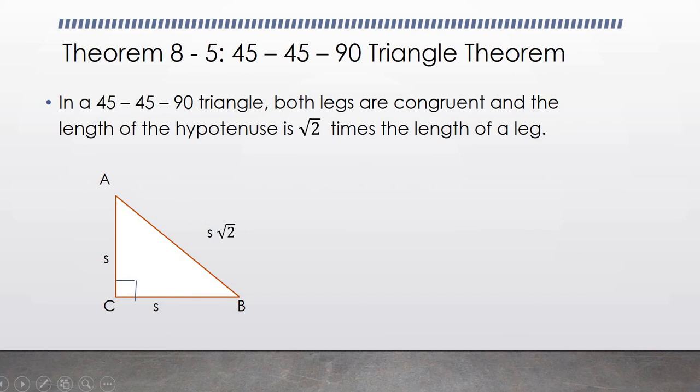So theorem 8.5 is the 45-45-90 degree triangle theorem. In a 45-45-90 degree triangle, both legs are congruent, S equals S, because these two angles are congruent, and the length of the hypotenuse is root 2 times the length of a leg. So if we know the measure of just one leg, we can already find the measure of the hypotenuse or the other leg.